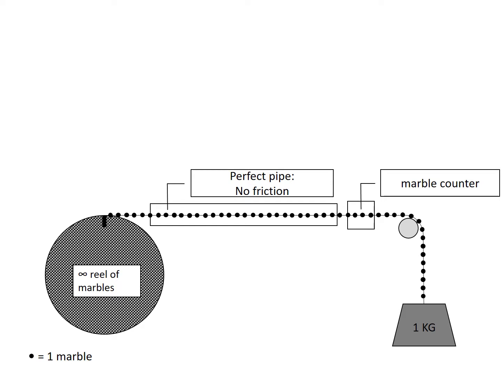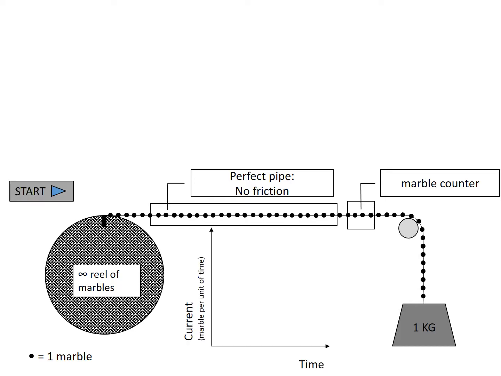Let's go deeper in the mental experiment. We now put a pipe along the trajectory of the marbles, between the reel and the pulley. We say the pipe is perfect, meaning it doesn't affect at all the motion of marbles along this path. Just before the pulley, we add a marble counter, this one serving to count the quantity of marbles passing by unit of time, which can be seconds, minutes, hours, or whatever, discharging from the reel of marbles. We will call this quantity the current of marbles.